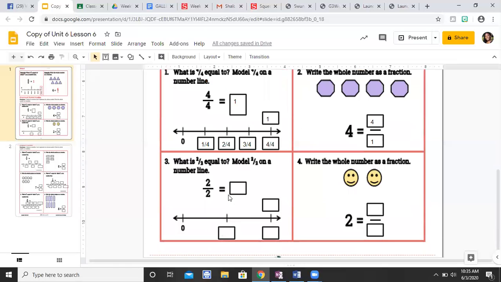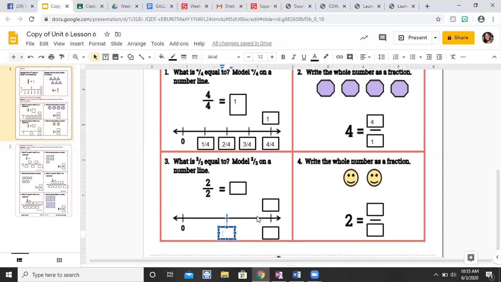Okay, let's look at number 2. What is 2/2 equal to? Model 2/2 on a number line. So here we have 1/2, and here we have 2/2. So we know that 2/2, 2 over 2, is equal to 1. So 2/2 is equal to 1.